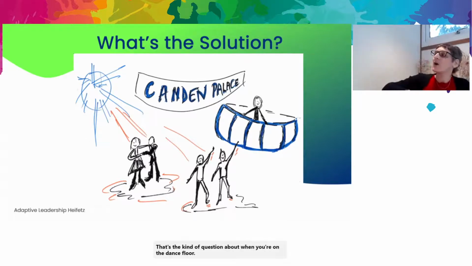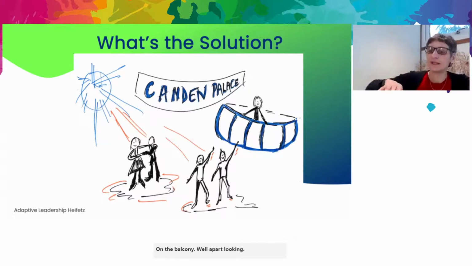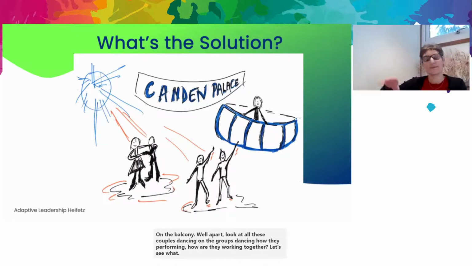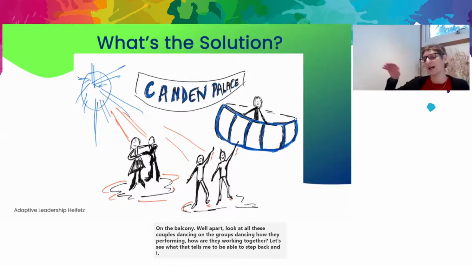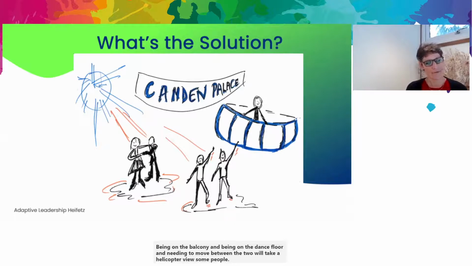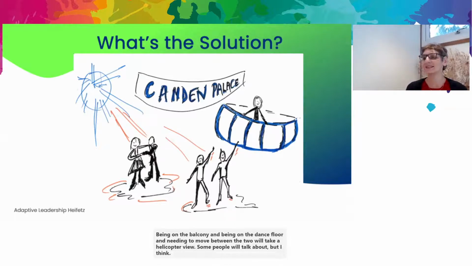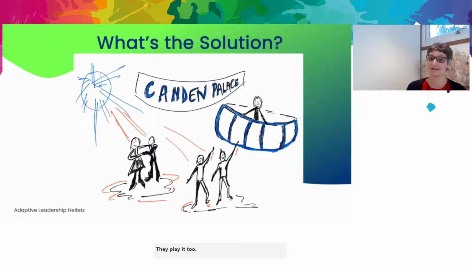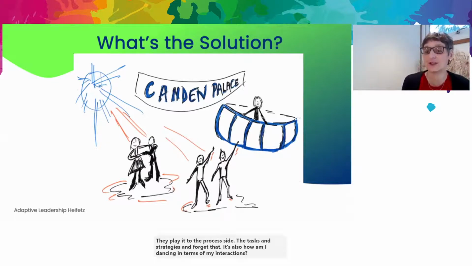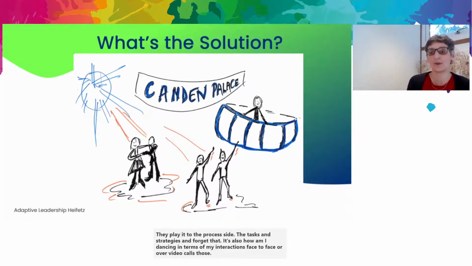On the balcony, if I look at all these couples dancing or the groups dancing, how are they performing? How are they working together? Let's see what that tells me. So being able to step back. And I think many of us in the project world conceptually understand this thing about being on the balcony and being on the dance floor and needing to move between the two, or take a helicopter view, some people will talk about. But I think all too often they apply it to the process side, the tasks and the strategies, and forget that it's also how am I dancing in terms of my interactions, face to face or over video calls, those conversations that I'm having with single people or a group of people.